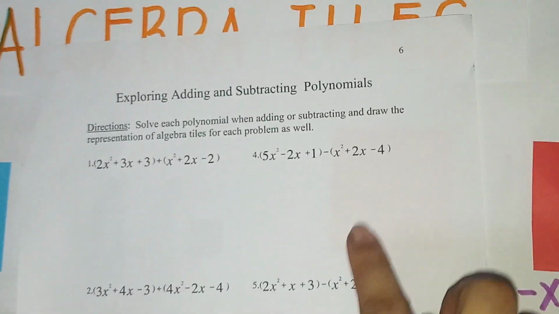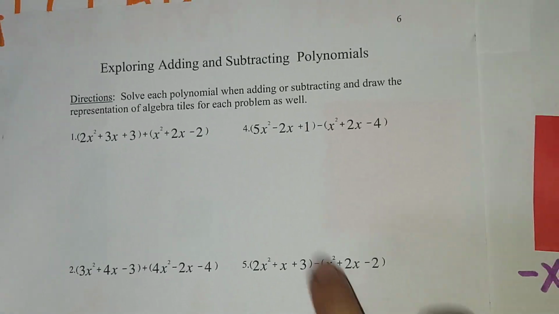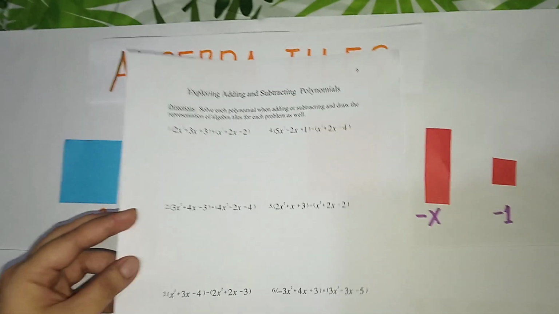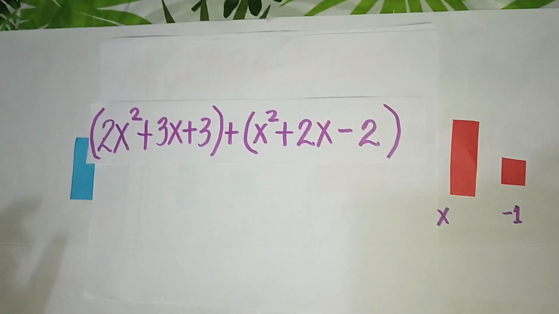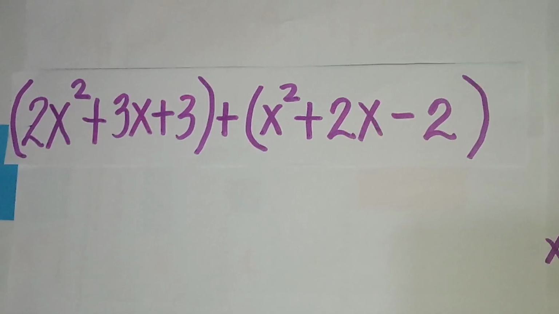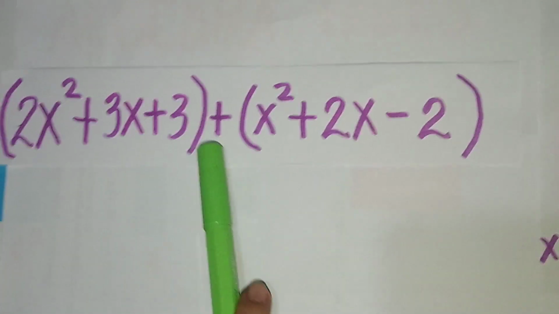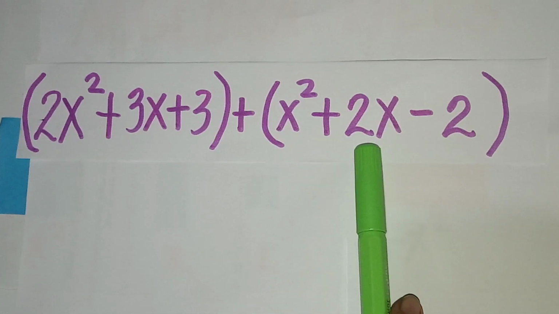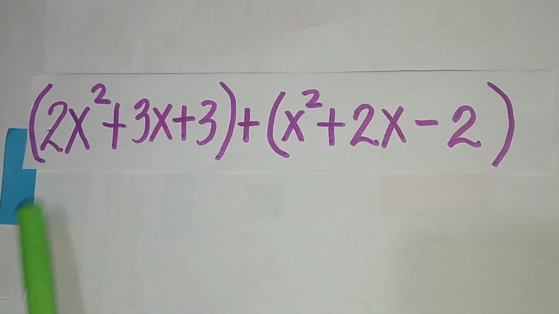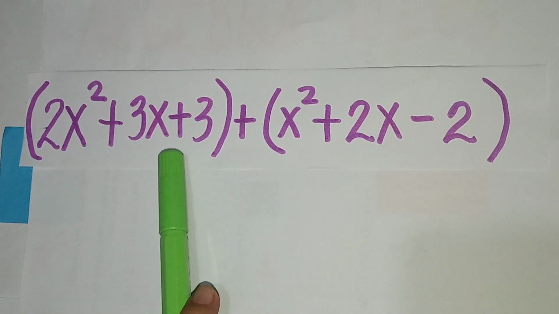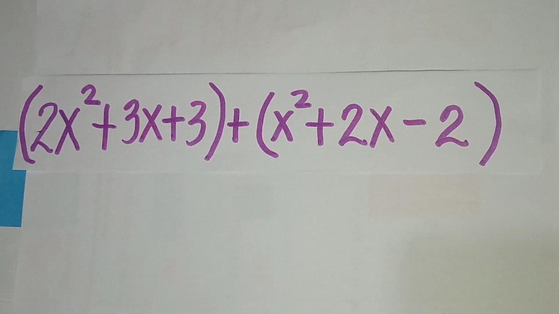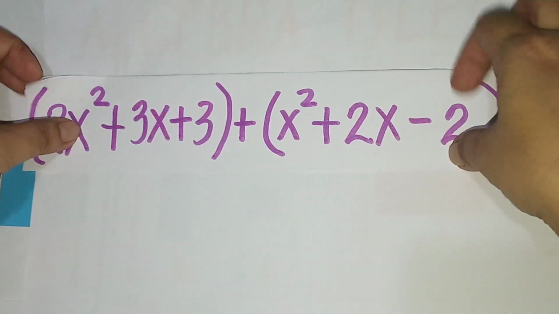Alright, let's now have the exercises. So I have here 6 exercises, but I'll be picking only 3. We will be answering only 3 examples. Let's answer number 1. This is 2x squared plus 3x plus 3 plus x squared plus 2x minus 2. So since this is positive, positive, and positive, we will be using the blue tiles.